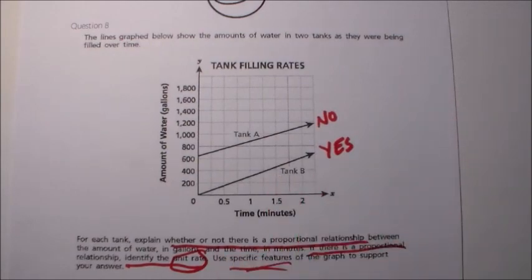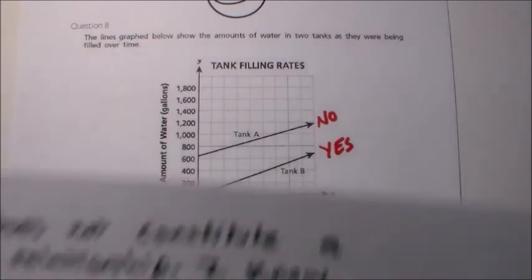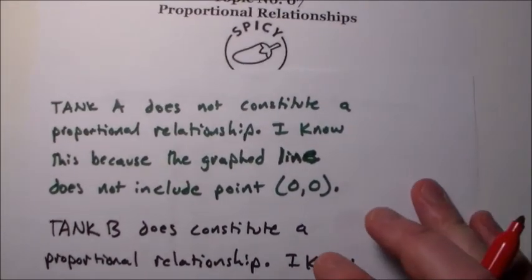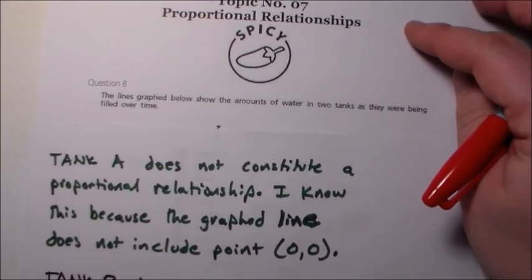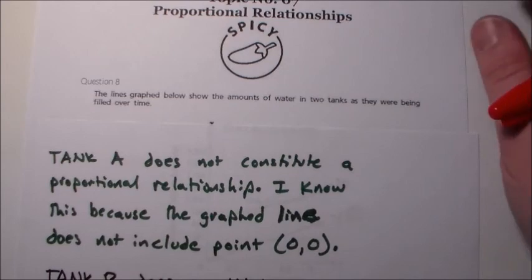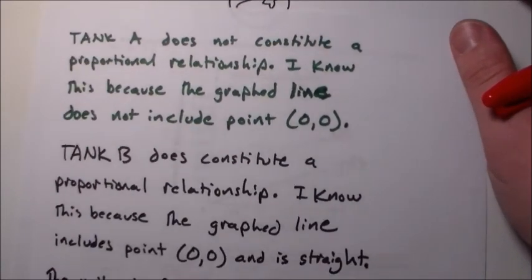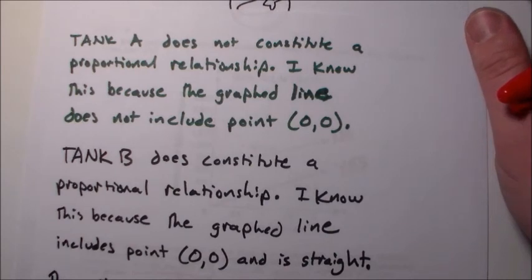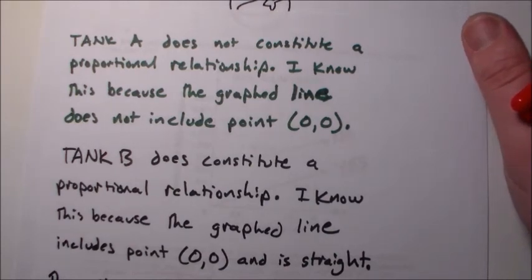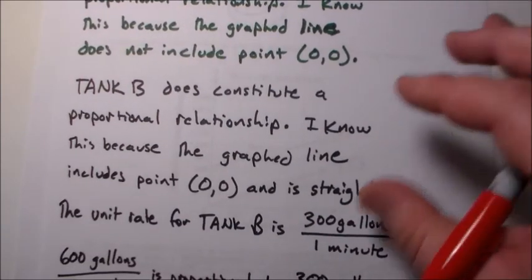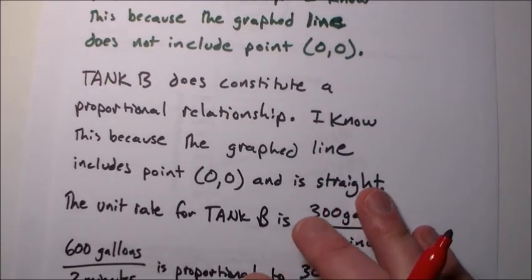And after that, you know, you just kind of have to work it through. And here's my answer for tank A. Tank A does not constitute a proportional relationship. I know this because the graph line does not include 0, 0. Sound good? Tank B does constitute a proportional relationship. I know this because the graph line includes 0, 0 and is straight. And the unit rate for tank B is 300 gallons per minute.